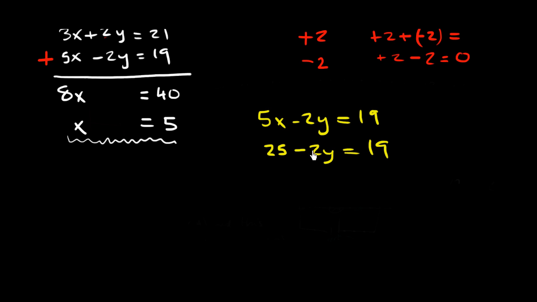What do I have to do? I have to add 2y to both sides. So if I add 2y to both sides, here I get 25 and the 2y's cancel. They add up to 0. And here I'm adding 2y's, so it appears as plus.